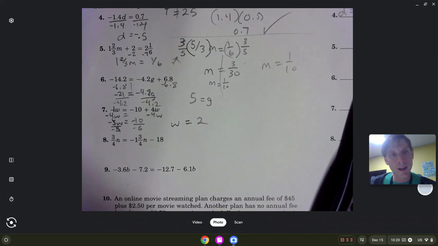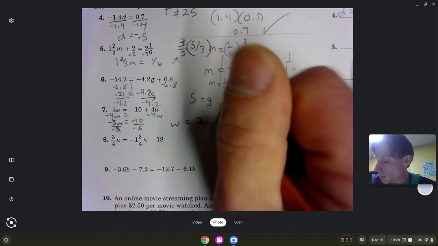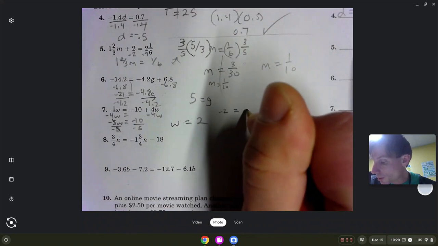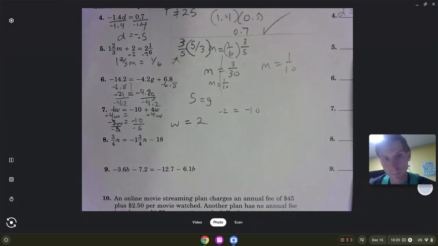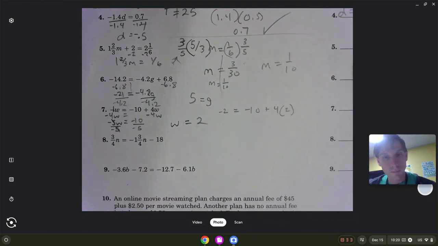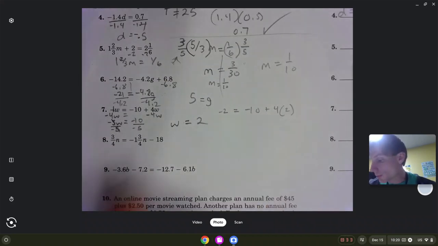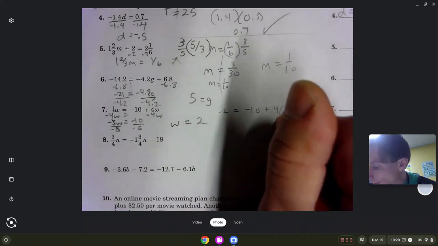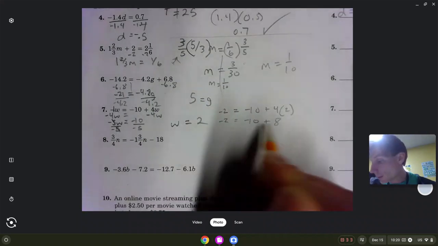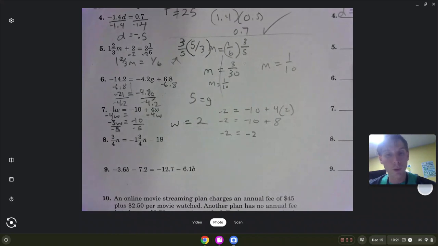And again, for all these, I haven't been emphasizing this enough, but I always say, plug it back into the equation. I'm substituting this 2 back in for w: negative 2 equals negative 10 plus 4 times 2. I've just substituted the 2 back in for the w's. So let's just solve this real quick. 4 times 2 is 8. We have a negative 10 plus 8 equals negative 2. Negative 10 plus 8 is negative 2. Negative 2 equals negative 2. Great. We know it checks out.